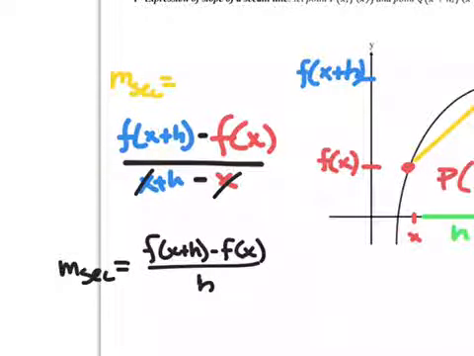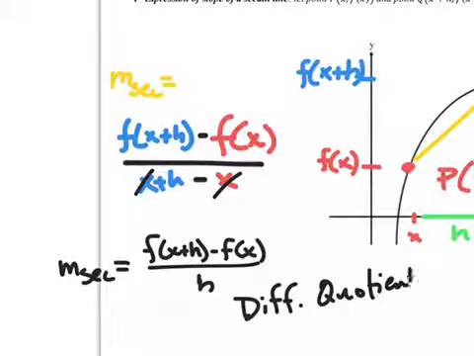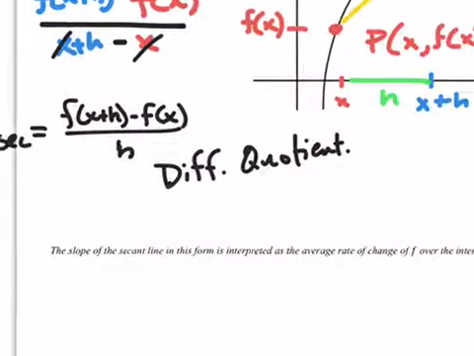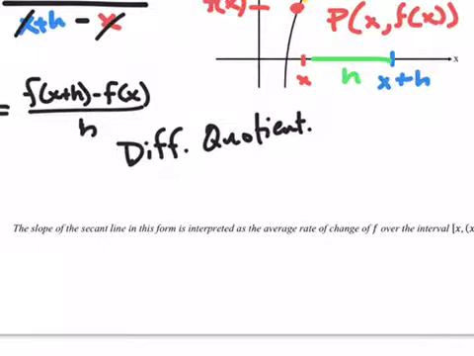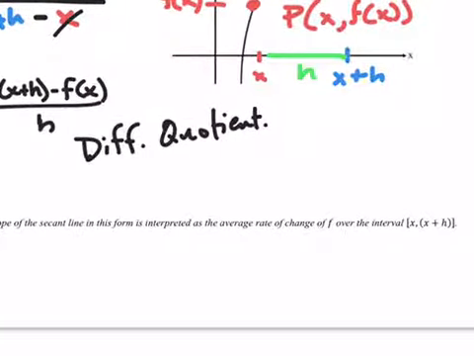That right there is called the difference quotient. The difference quotient, or this slope of the secant line, in this form is interpreted as the average rate of change of f over the interval x to x plus h.